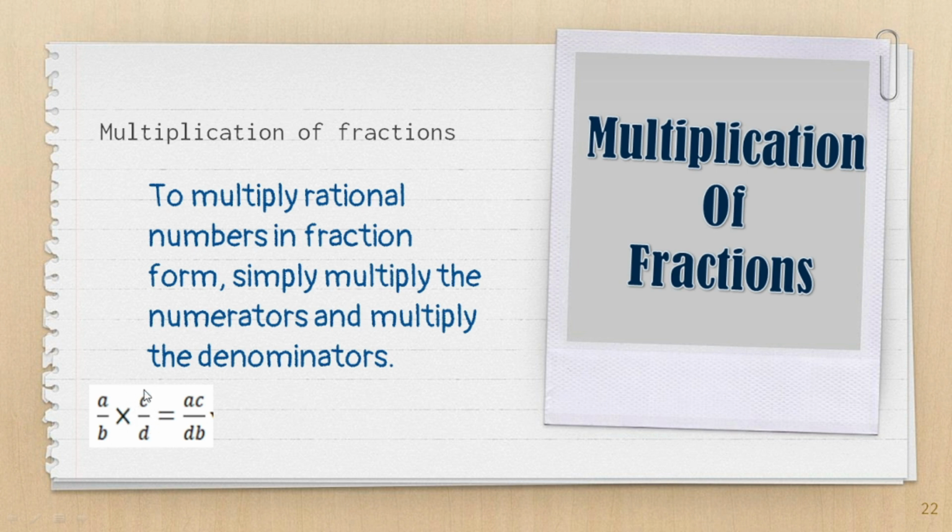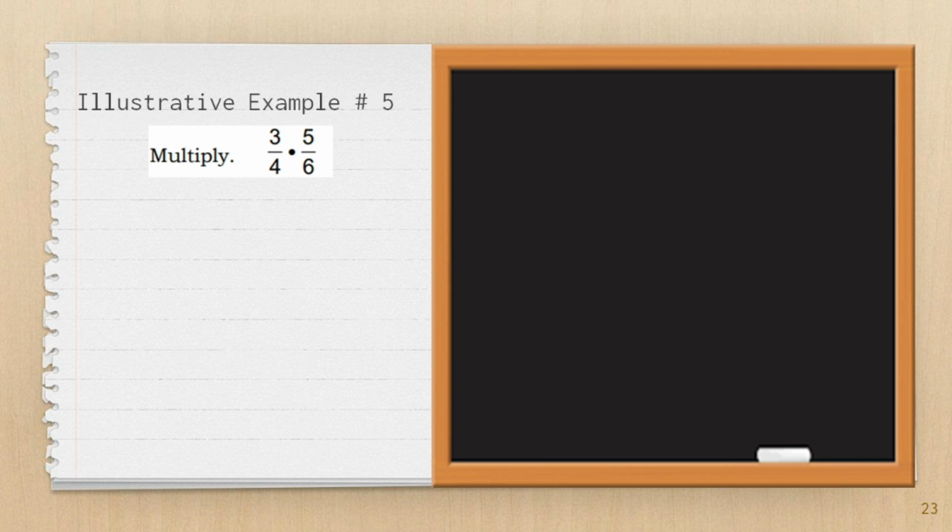Ang gagawin lang natin para ma-multiply sila is just to multiply taas sa taas, numerator to numerator, that's AC. Baba sa baba, or yung denominator sa denominator, we have DB. Where B and D are not equal to 0. Let's have an example. I have here multiply 3 over 4 and 5 over 6. So, sabi ko sa inyo dati, pag nakakita kayo ng parenthesis na walang operation in between, multiplication yan. Same as dito. Pag nakakita kayo ng dot na ganan, that's multiplication.